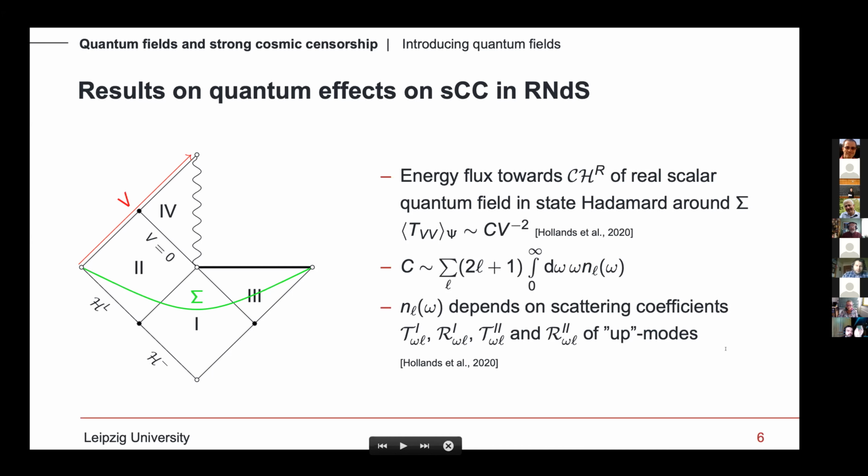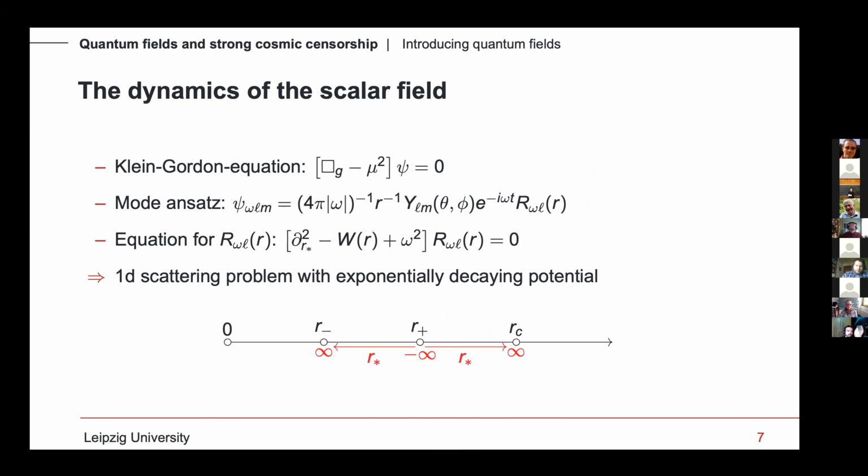And to give you a more precise definition of these up modes, let's do a brief excursion on the dynamics of the scalar field we are considering. So the scalar field is described by the Klein-Gordon equation, where box_g is just the d'Alembertian for this Reissner-Nordström-de Sitter spacetime, and mu is a mass parameter, where we can also put any kind of non-minimal coupling, since the Ricci scalar for the Reissner-Nordström-de Sitter spacetime is constant.